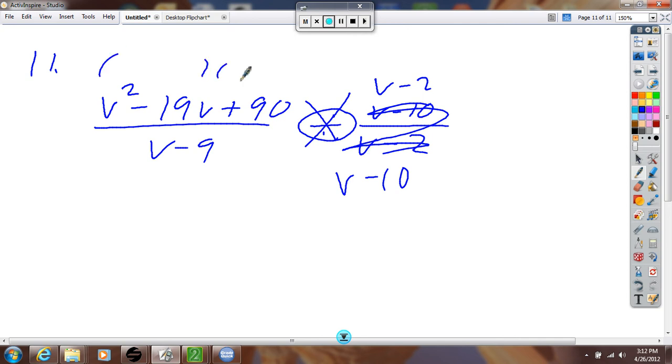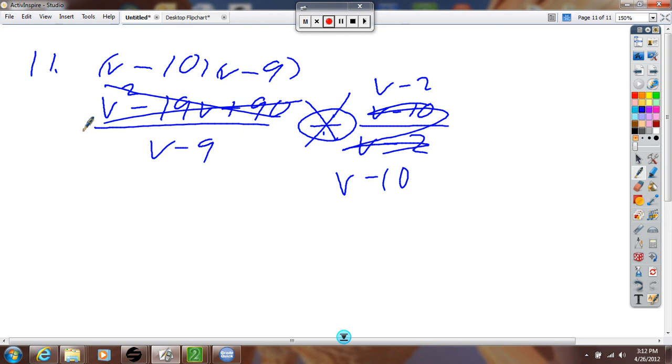So it's a trinomial. We have b and b, negative and negative. Now, what two numbers give me 90 when multiplied, and when I add them, I get 19? 10 and 9.